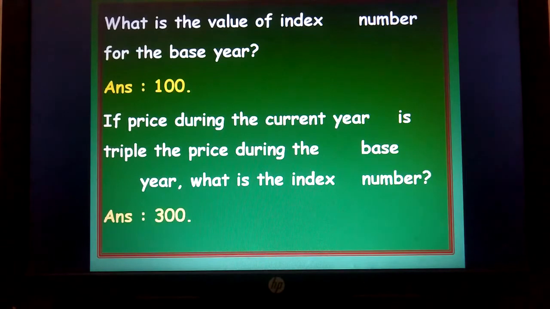By chance, if in the question, instead of triple, 1.5 times is given, the answer will be 150. If it is given as double, the answer will be 200. That way, however it is given in the question, the answer goes based on that. Fine. Next question.